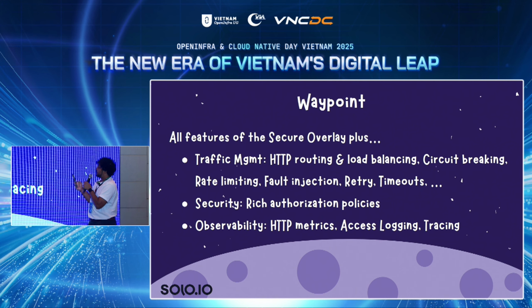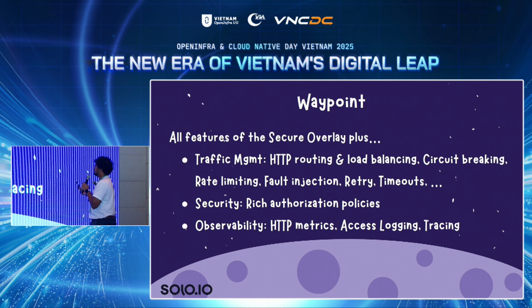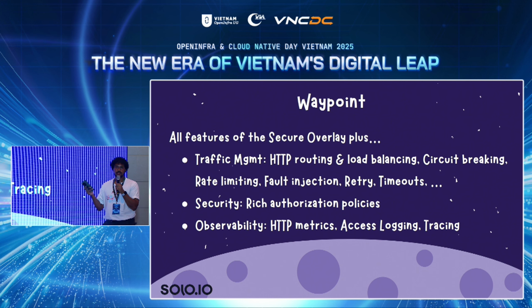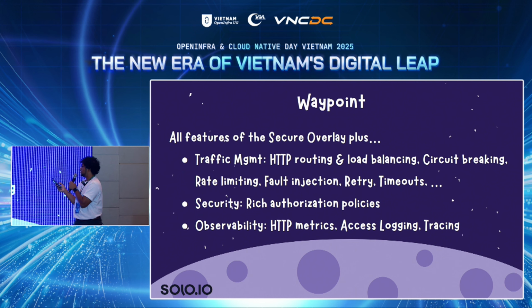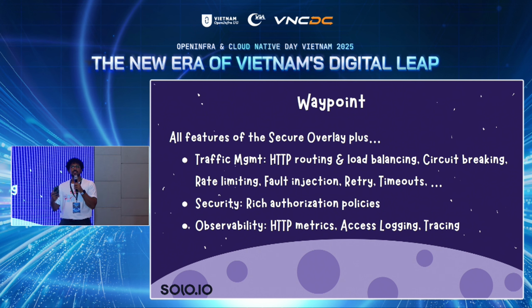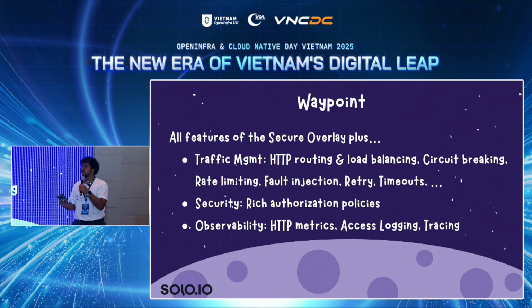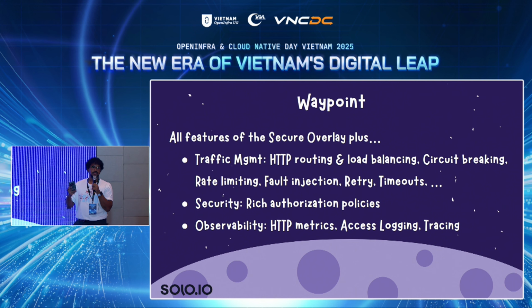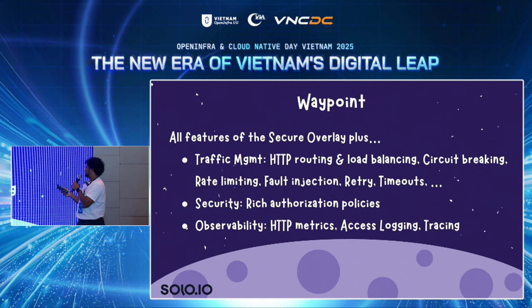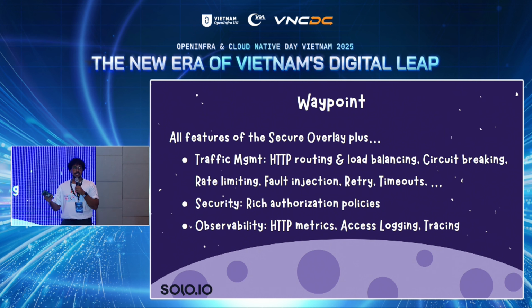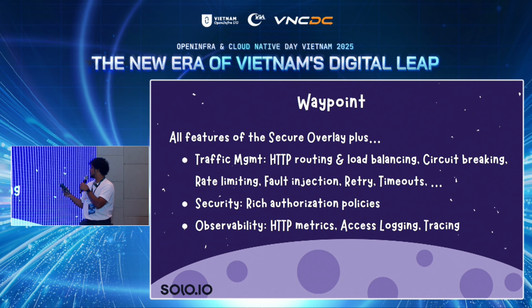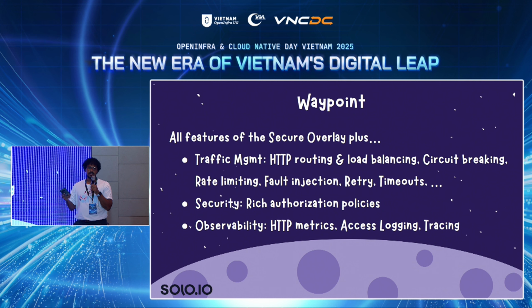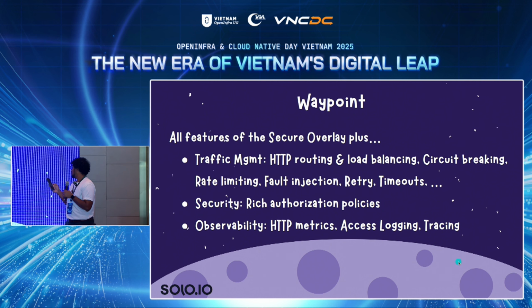The next component is the waypoint, and it is the L7 proxy. So you can do everything here that is layer 7, like HTTP routing, load balancing, circuit breaking, and rate limiting, and all these things. Security-wise, you can also do more authorization. Now you have the request, you can see what the request looks like, and you can authorize the application based on that. Observability, you can get HTTP metrics now rather than just TCP metrics, and you can do access logging, tracing. All the observability fans know how much tracing is important these days.